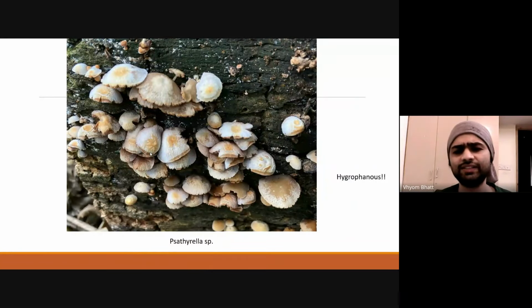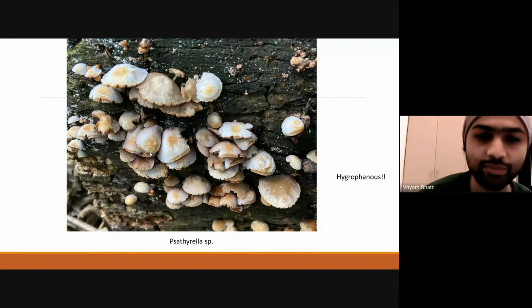Other than this, there is this feature called hygrophanous caps. Hygrophanous is basically used for mushroom caps when it tells about the amount of water absorbed by the mushroom cap. So in this picture, you can see various gradient colors, okay? But these are all the same mushrooms, okay? And it is also an identification feature for the genus Psathyrella, for example.